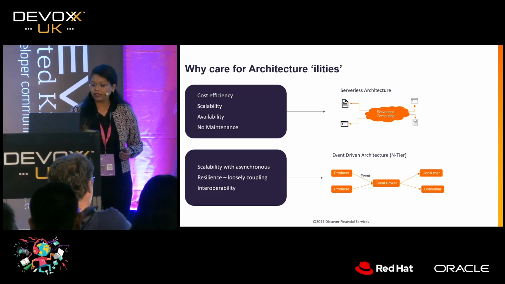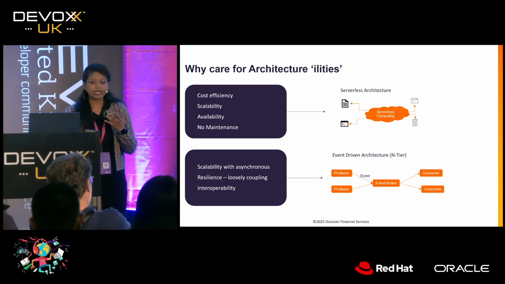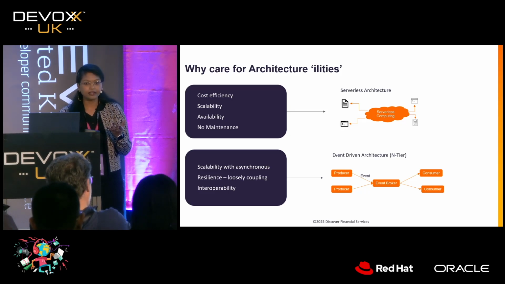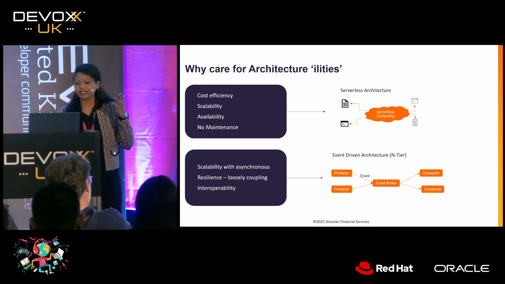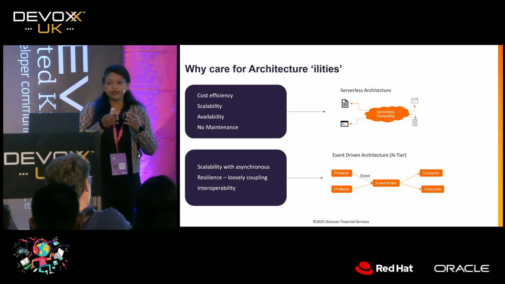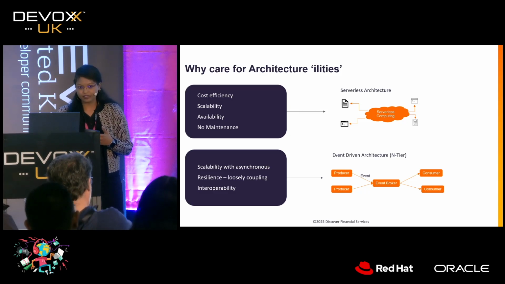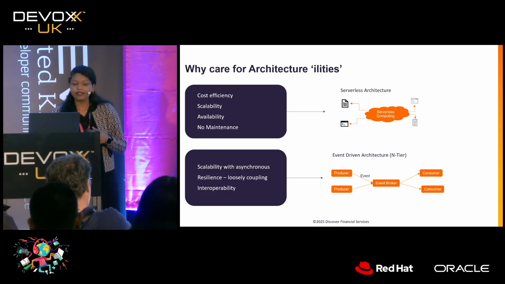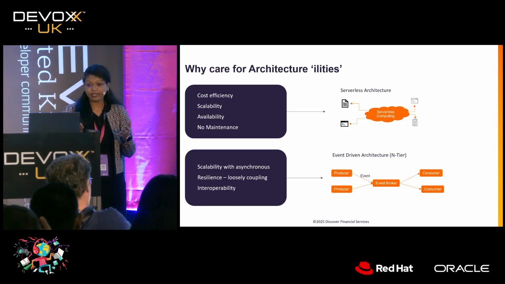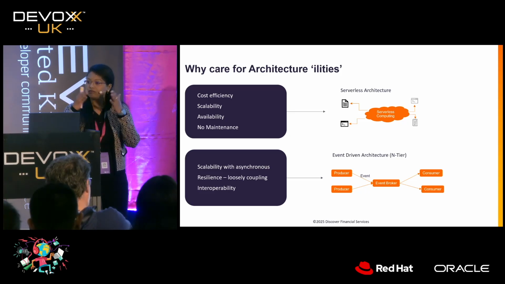Last example here, slightly different to the previous one: scalability with asynchronous in nature, resilience with loosely coupling in nature, and then interoperability. When we hear the word asynchronous, we most likely tend towards event-driven architecture, because we want this event broker to hold all those events from the producers on one side, and then consumers consume them on the other side, right? So these are really asynchronous in nature and also resilient in nature, because if one of the producers or consumers goes down, it is, again, limited blast radius.